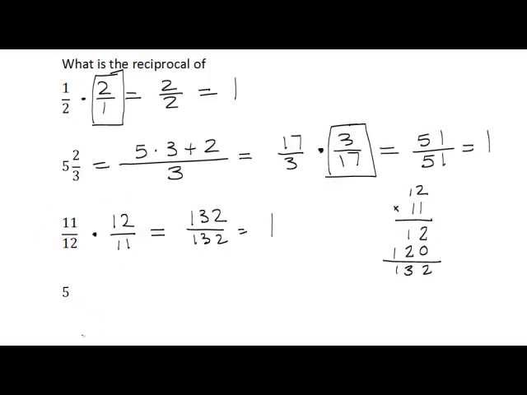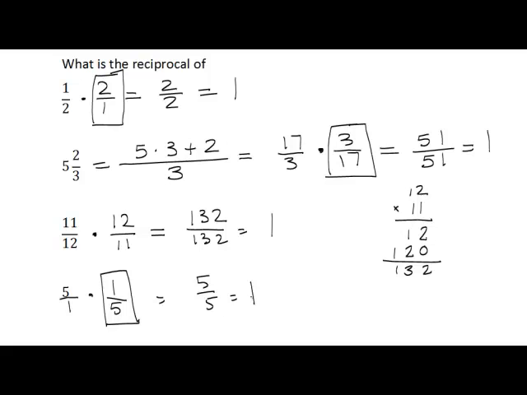All right, what's the reciprocal of 5? Well, first of all, we want to make it a fraction, so we have 5 over 1, and then we can easily see that the reciprocal would be 1 over 5, because when we multiply those together, we get 5 over 5, which is 1.